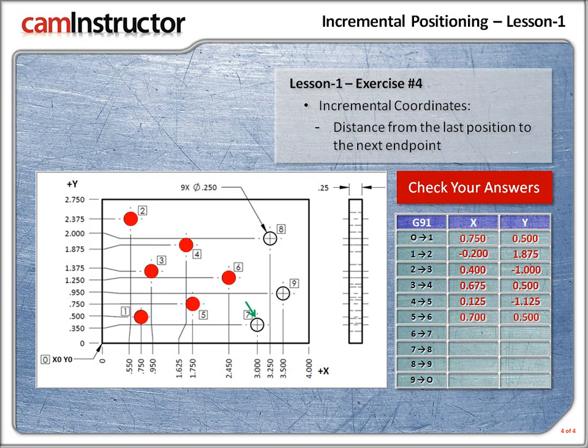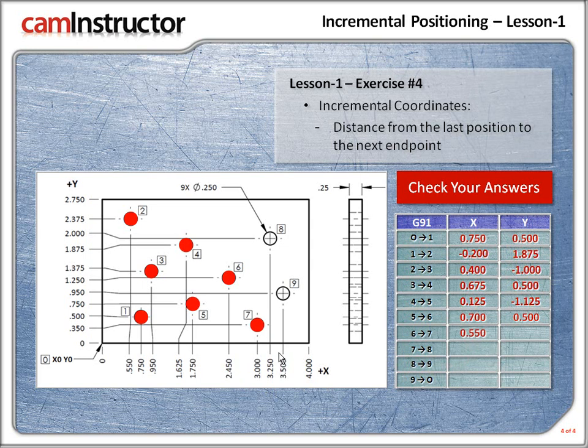Moving on, 6 down to position 7. How much would you move in the x-axis? Well, it would be positive 0.55. Now, how do we get that? Well, the 3-inch dimension minus 2.450 is 550. Looking good.